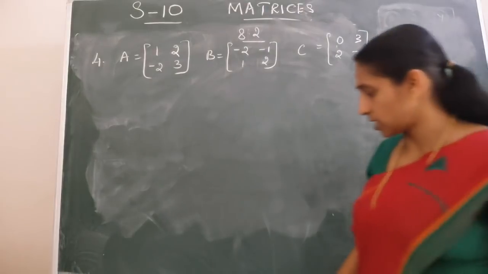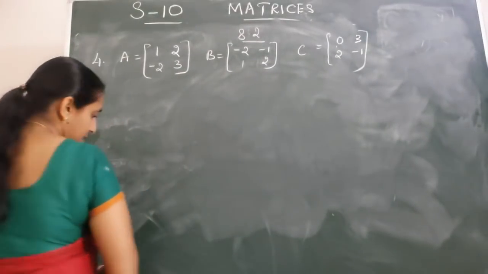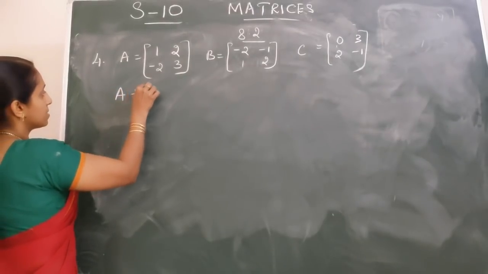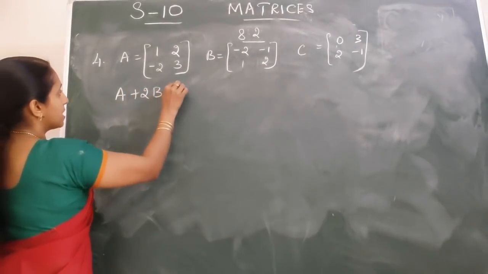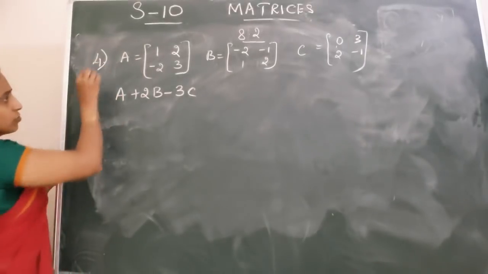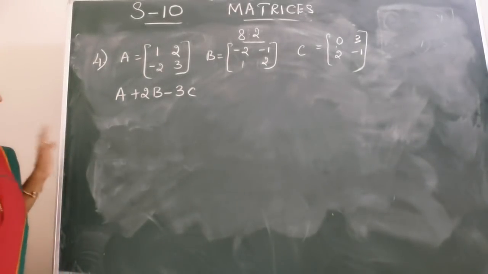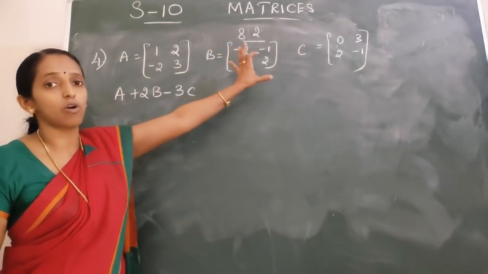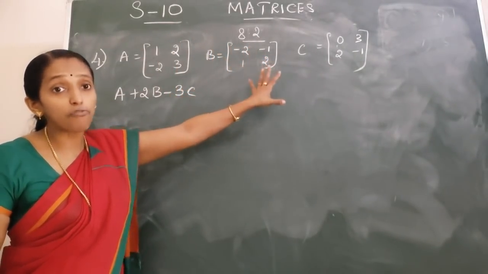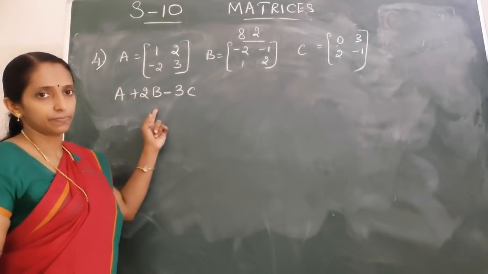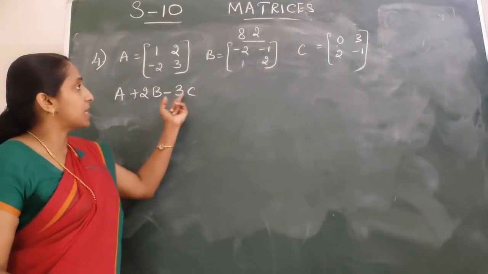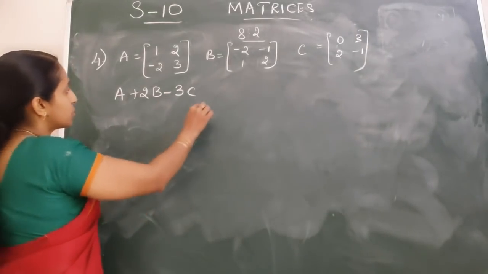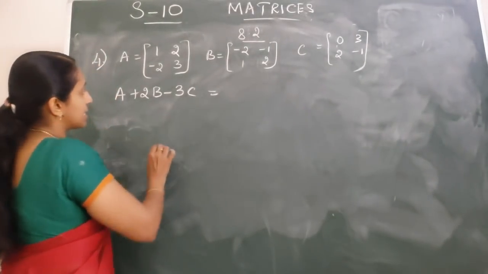What is the question given? Find A plus 2B minus 3C. Question number 4. So A plus 2B means you have to multiply all the elements of B with 2. And 3C means multiply all the elements with 3. So you are going to substitute into A plus 2B minus 3C.